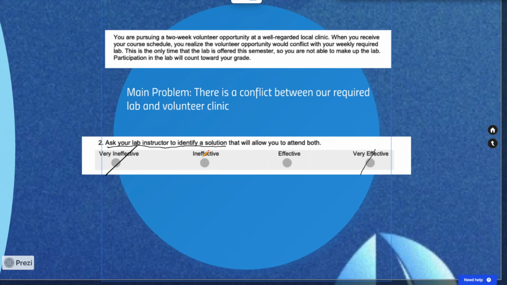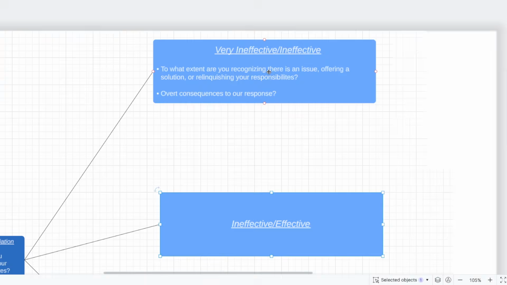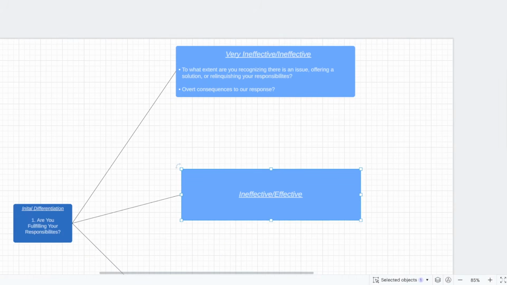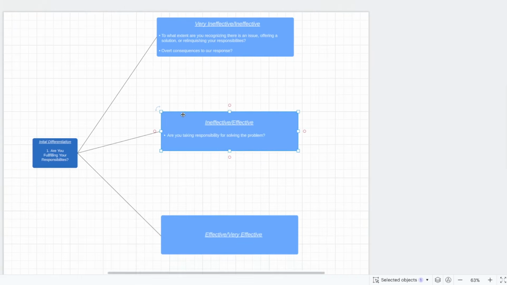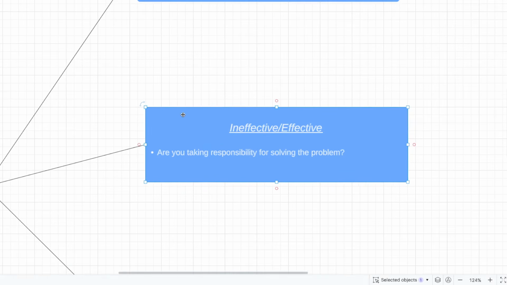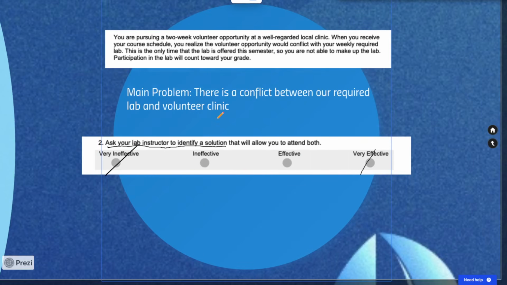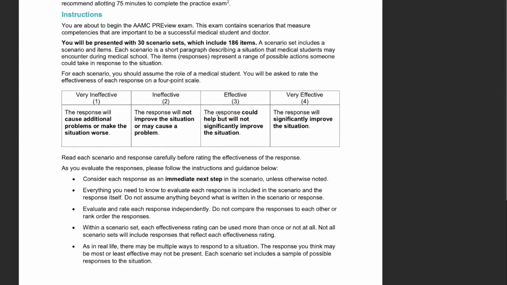So we're left with an ineffective or an effective response. So how do we differentiate between the two? Well, let's posit another question, now this time in the ineffective, effective column. Are we taking responsibility for solving the problem? Right? Are we taking responsibility for solving the problem? Now, where did I get that from? As we go along, we're definitely gonna build this intuition, like I've been saying, but primarily it comes from this scale, right? And trust me, this is our guiding light to this exam, right?